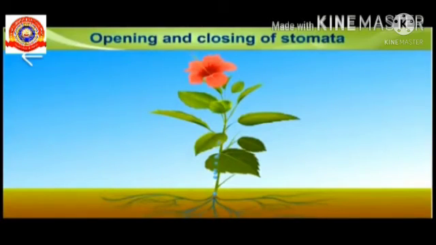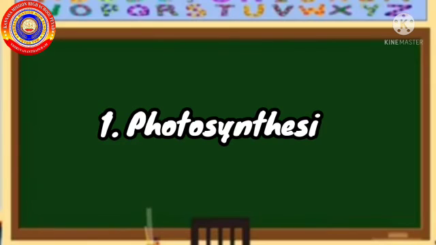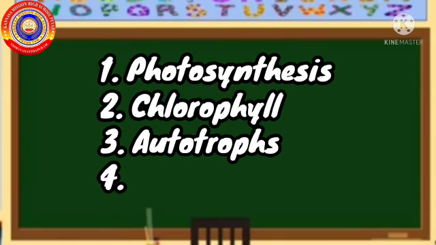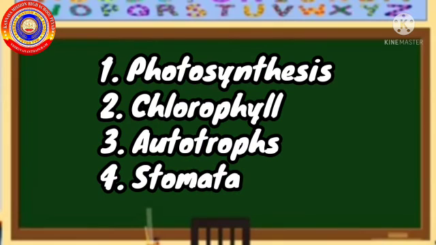Okay children, let's remember the major concepts we have learned today: photosynthesis, chlorophyll, autotrophs and stomata. My dear children, don't copy these points in your notebook. I will send today's notes after this class. Copy that only in your notebook neatly, okay?